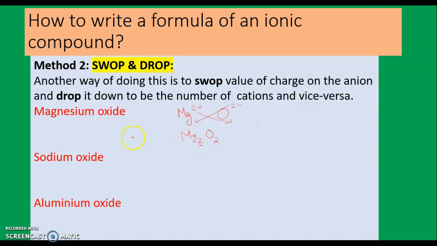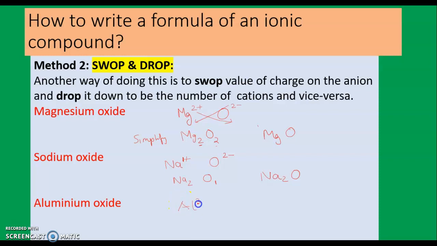Now in chemical formulae, we always simplify. You have to simplify the formula. So Mg2O2 can be simplified to MgO. Let's try sodium oxide. You could pause the video and try it yourself. So group 1, group 6, swap and drop. So that's 1. So sodium will get the number on top of oxygen. I've dropped it to the bottom. In chemical formulae, we do not write the number 1. So the formula becomes Na2O.